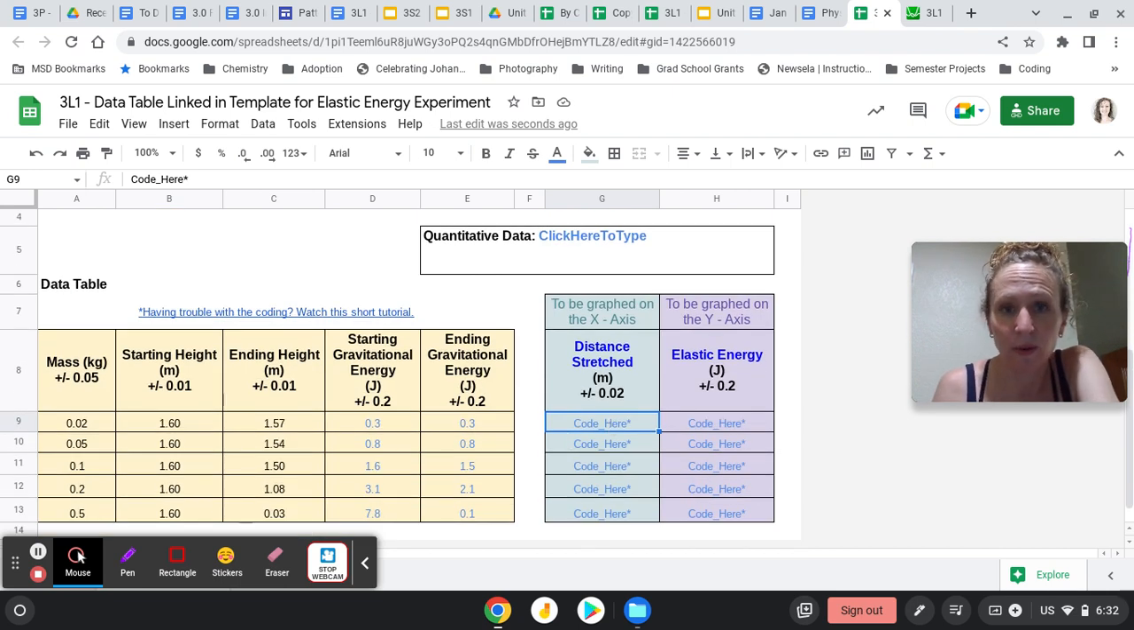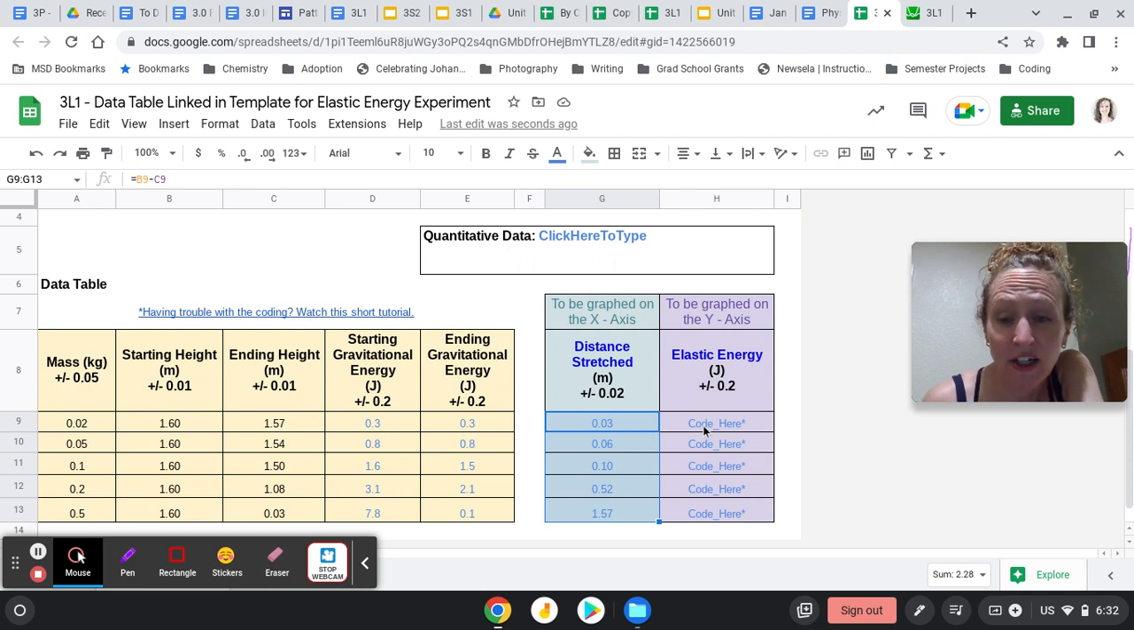We start every code with an equal sign. I go starting height, select, minus ending height, select, enter. And it gives me the distance that it's stretched. I'm going to use that little blue box in the lower right-hand corner. Click, drag, drop, and it subtracts all my distance stretched for me. Pause here if you need a little extra time to get that code in.